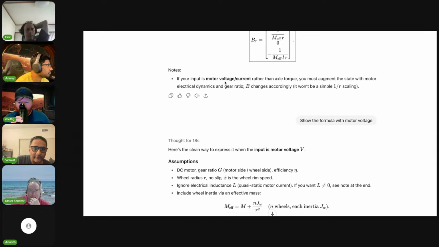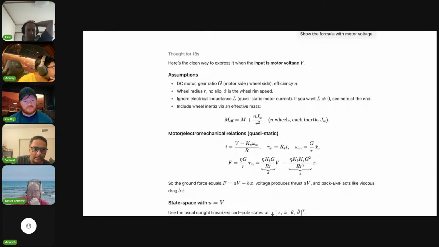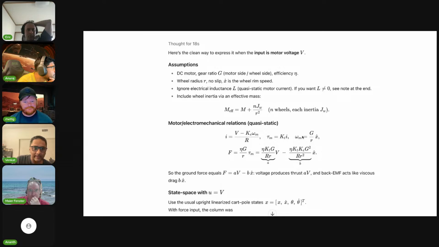So then it offered to do motor voltage and current. And here I'm wondering about outside stuff I've seen, since I've never done the modeling of the electrical dynamics. But yeah, it produced all this stuff. Just glancing at a high level at the things it thought needed to be modeled: assuming a DC motor, which I think is correct for our tumbler, there's an efficiency that's straightforward. Wheel radius, no slip condition is fine.